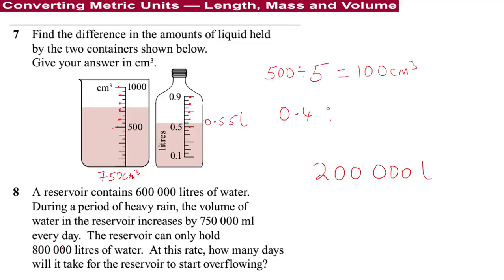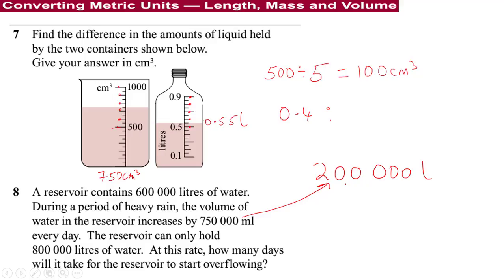You do 800,000 take away 600,000, which you have 200,000. So the only space that is left at the moment is 200,000 liters. But every single day, 750 milliliters is being added there. So what I need to do is how many times will this go into that? That's what they're asking here.